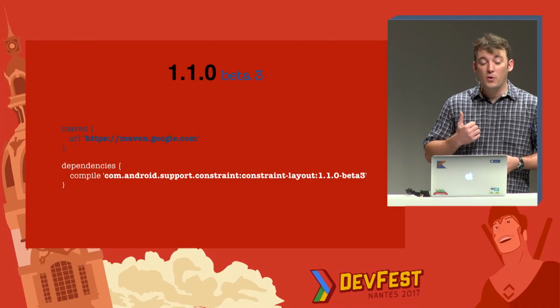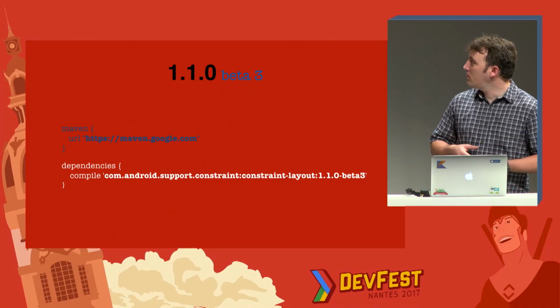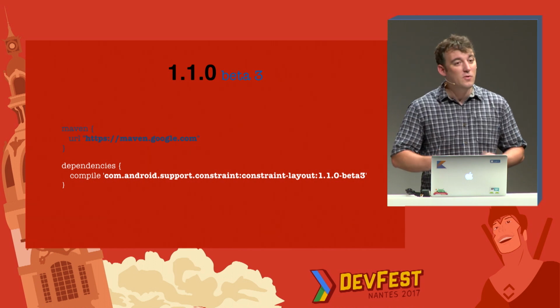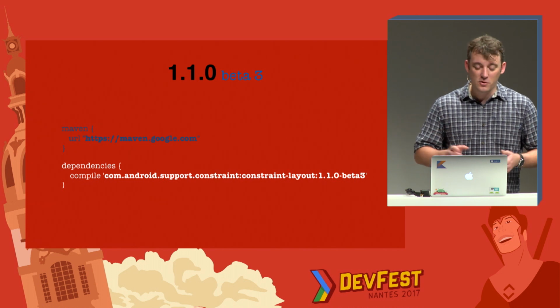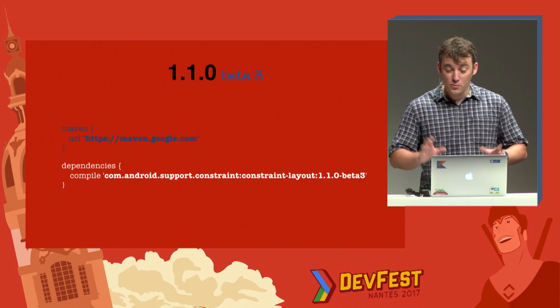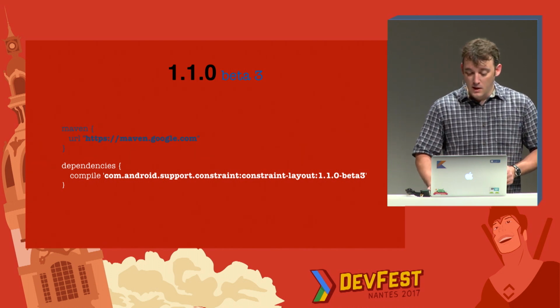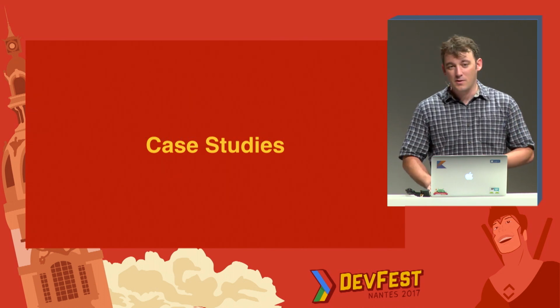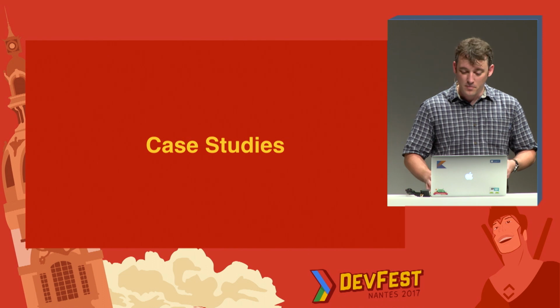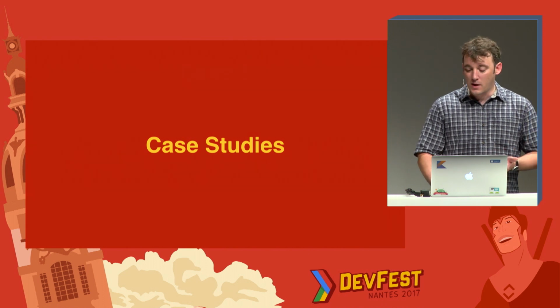If you are not using 3.0, you have to add the Maven URL, maven.google.com. If you're using 3.0, you shouldn't have to do anything. There should be a Google keyword somewhere, and everything should just work. All right, let me cover a couple of case studies on how to use, or better use, constraint layout.